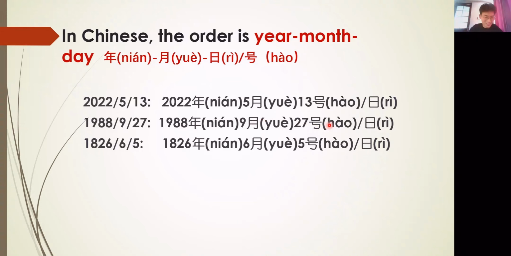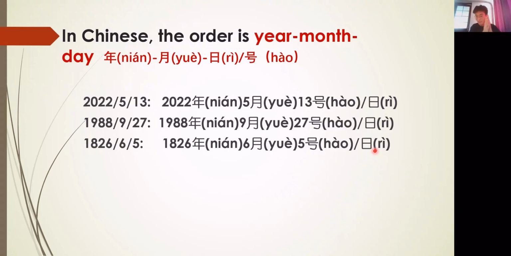So how do you say this one in Chinese? Have a guess. Very good. The same thing, right? Because in Chinese, first we say the year, and then the month, and then the day. So this number would be 1826年6月55号, right? Or you can say 1826年6月55日, right? 都可以. Okay, 非常好.